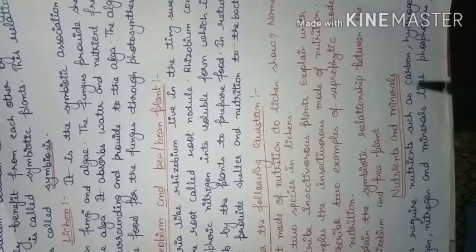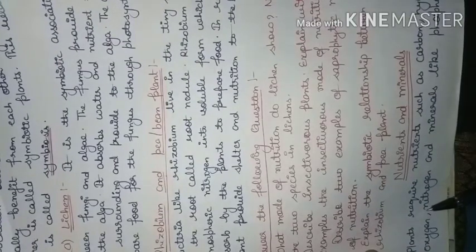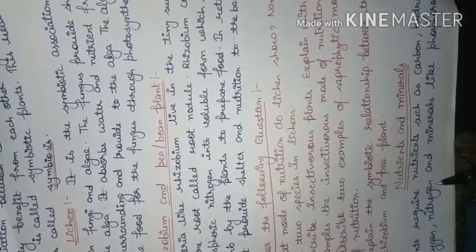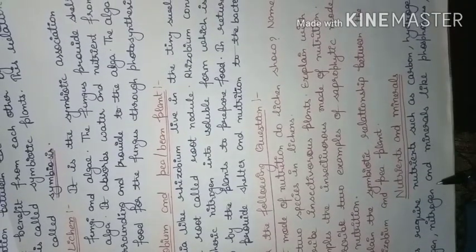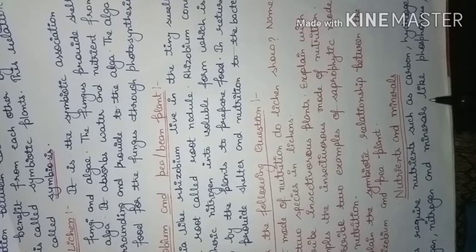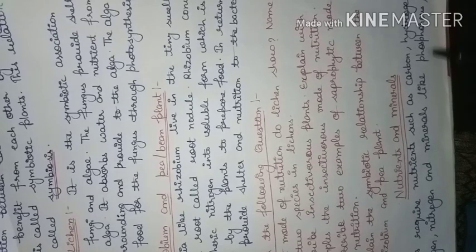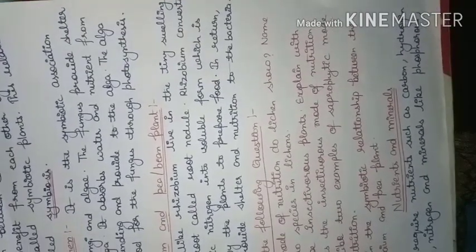They mainly obtain carbon from carbon dioxide, hydrogen from water, oxygen from the air, nitrogen from the soil, in the presence of water. So they require these nutrients in different ways. And what are the minerals required by the plant? The mineral required by the plant is phosphorus.